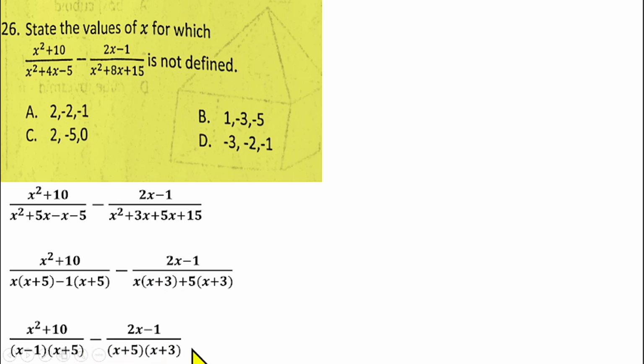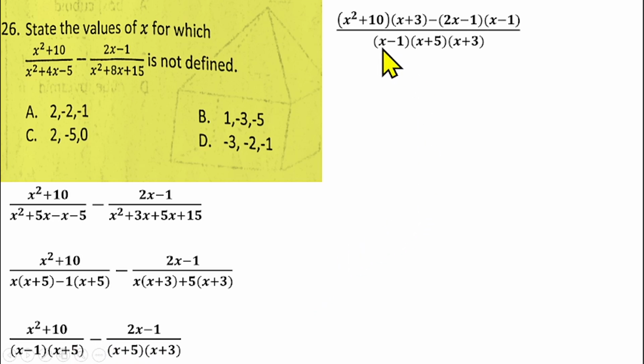Then now we can find the LCM to make these two fractions a single fraction. So the LCM now will be x minus 1, x plus 3, and x plus 5, because x plus 5 is common to both of them. So LCM is x minus 1, x plus 5, x plus 3. So this denominator in this LCM, that means you'll be left with x plus 3. Then x plus 3 will now multiply the numerator. That means you'll be having this.